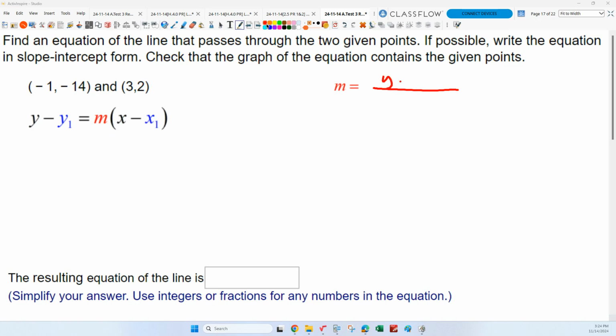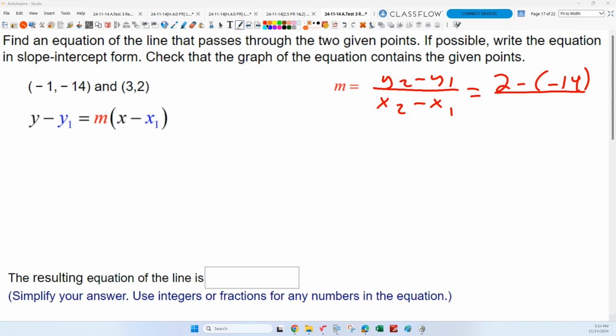There you go. y2 minus y1 over x2 minus x1. Good. It doesn't matter which point you pick as point 1 and which one you pick as point 2. You just have to be consistent, right? So what's one way I could subtract here on the top? What do you think? Yes, Vance. 2 plus 14. Okay, 2, and I'm subtracting negative 14, which is the same as adding.